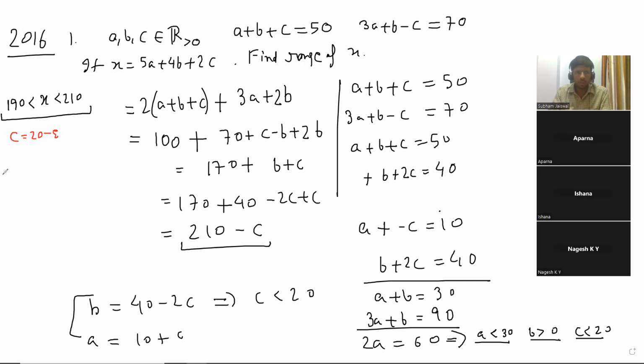So if C is equal to this, then what do we get? We have already actually written down the equations here, written down the solution, so we don't have to solve it again. 40 minus 2 times this. So how much is this? This is 2 epsilon, right? And how much is A? 10 plus 20 minus epsilon, so it is 30 minus epsilon. And all three are positive, so this is the solution. Now there is no controversy.